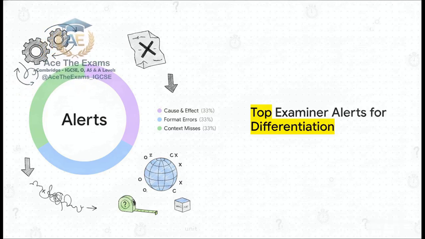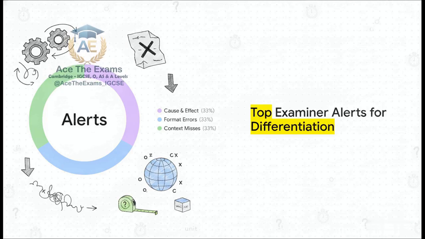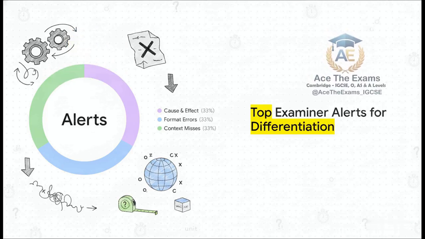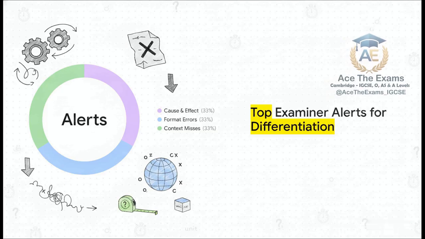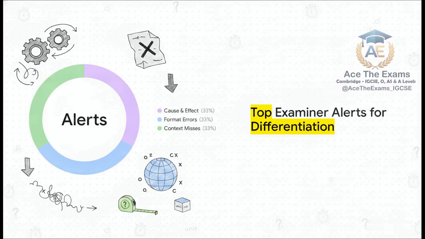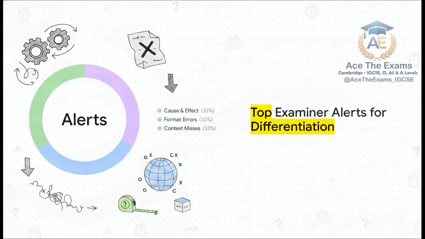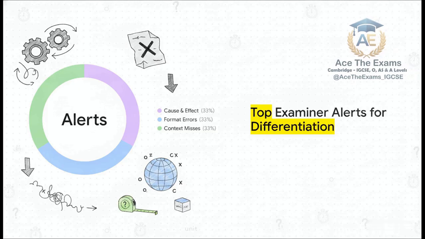So, looking at the master interface, we see the top 3 examiner alerts, the biggest performance leaks sourced directly from the examiner reports. Exactly a third of students lose marks by confusing cause and effect. In the chain rule, this means mixing up the inner function and the outer function, applying the damage to the wrong mathematical layer. Another third wipe out by forgetting format and presentation. This means sloppy notation. Writing y equals instead of dy over dx equals after taking the derivative breaks the logic chain and triggers a penalty.